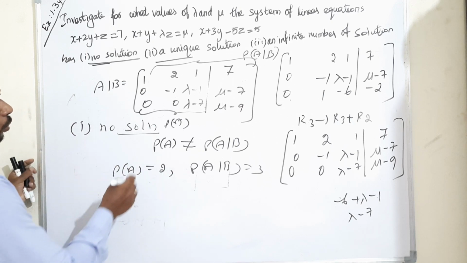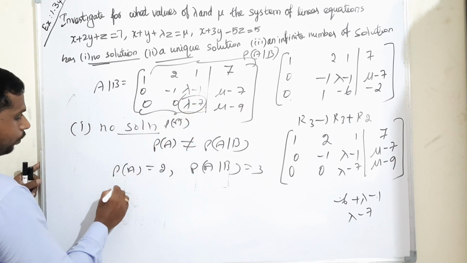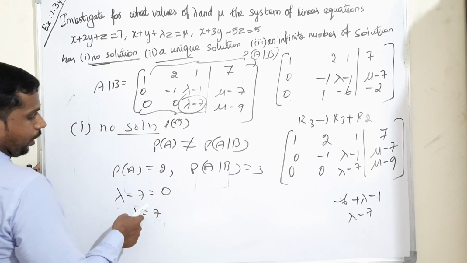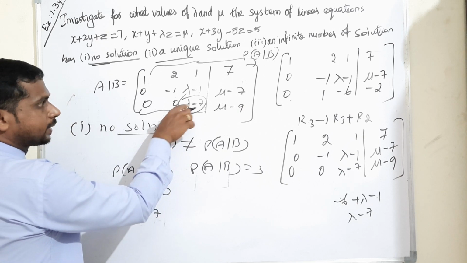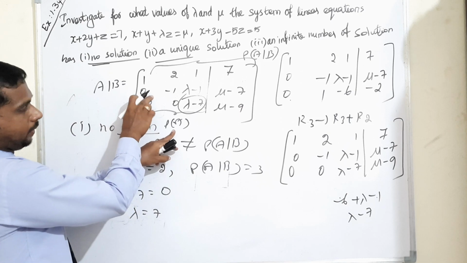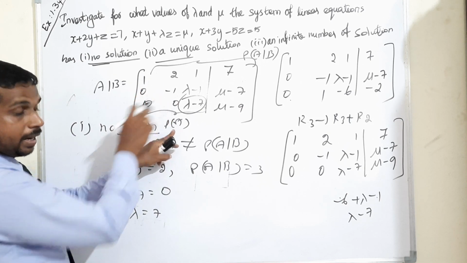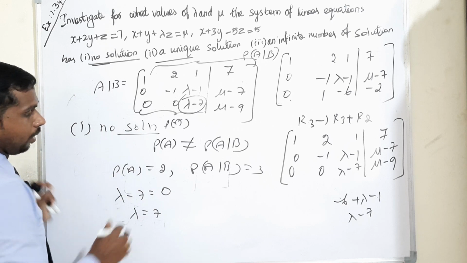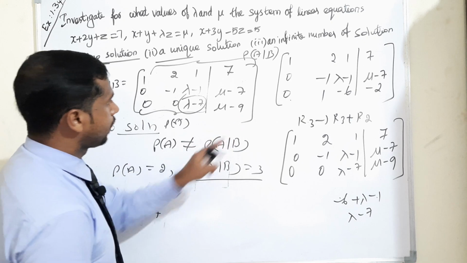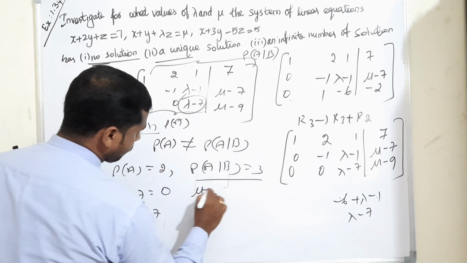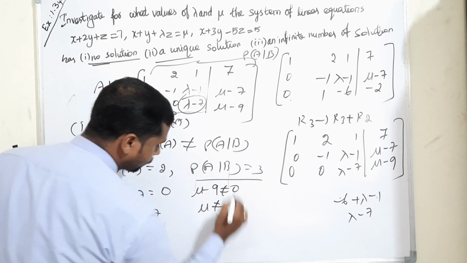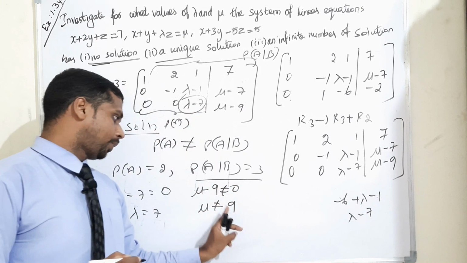Rank of A equal to 2 means definitely the third row must be a zero row. What do we have to do? Lambda minus 7 equal to 0 means lambda is equal to positive 7. If you apply lambda equal to 7, then 7 minus 7 will be 0, so rank of A has only two non-zero rows, and the third row is completely a zero row. Then rank of A with B is 3, which means mu minus 9 is not equal to 0, so mu is not equal to positive 9.